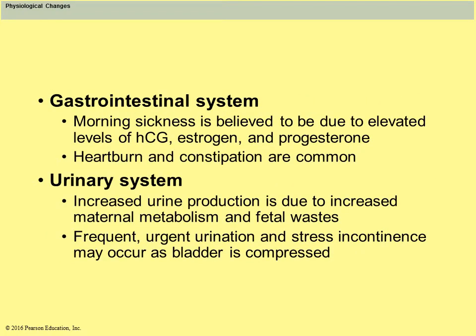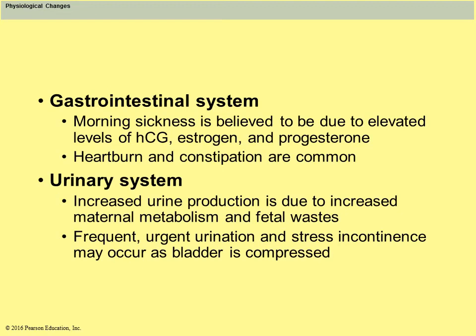In terms of physiological changes with the GI system, morning sickness is often a problem for some women. There have been studies that have linked morning sickness to elevated levels of HCG. It may also be associated with elevated levels of estrogen and progesterone. Heartburn and constipation may be common problems. With the urinary system.